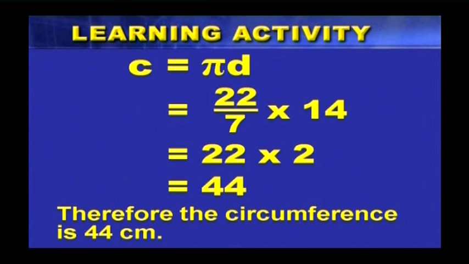Are we following? So I simplify. 7 into 7 goes 1. 7 into 14 goes 2 times. So I have 22 times 2 equals 44. Therefore, the circumference is 44 centimeters.